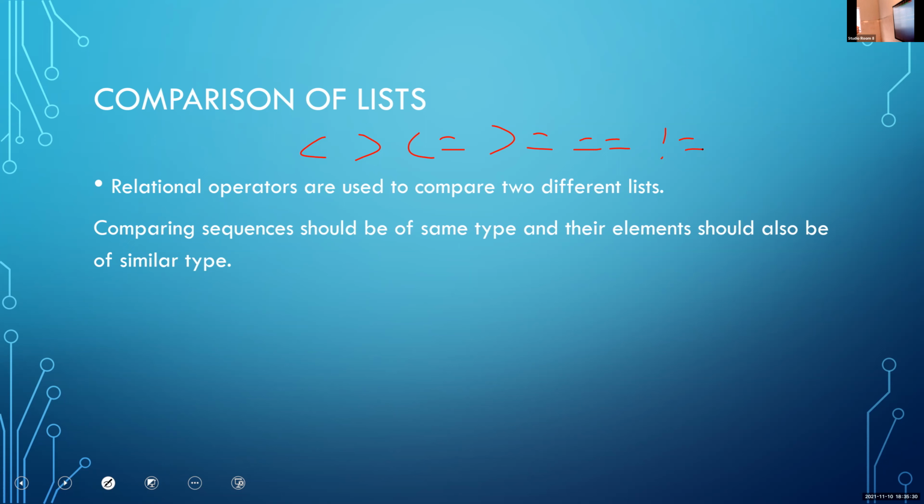Comparing sequences should be of the same type and their elements should be of similar type. That is, when we use two lists, if L1 includes integer values, L2 must also include integer values. We can't compare an integer list and a float list, or an integer list and a string list. So when we compare two lists, both must be of the same data type, either integer, string or float. That is the concept.